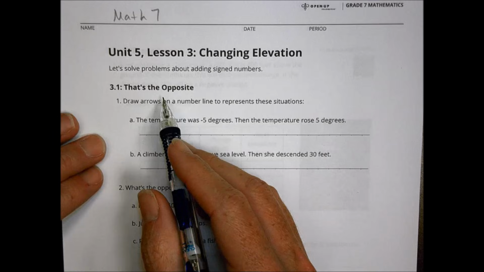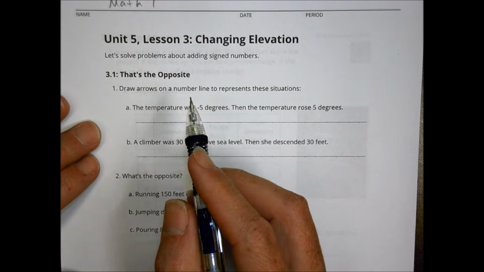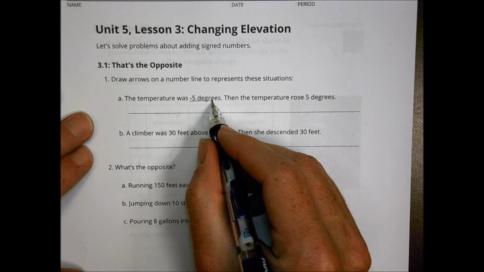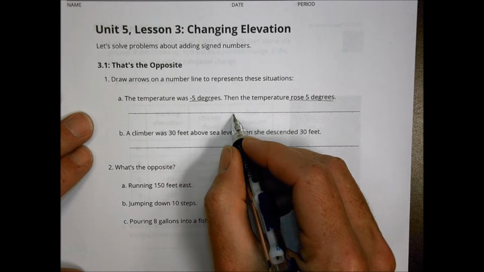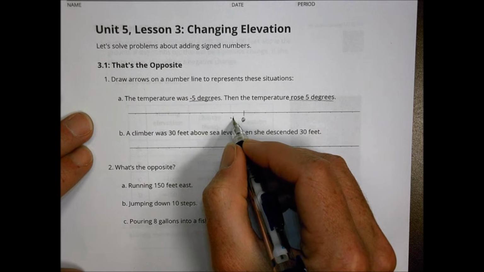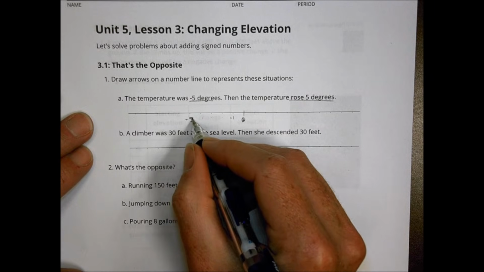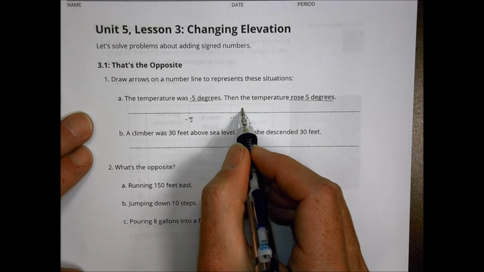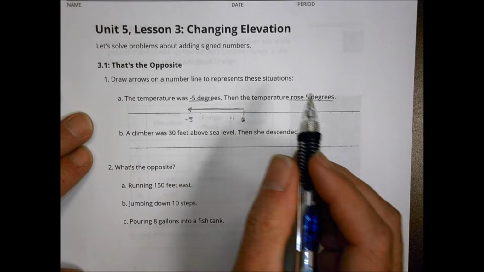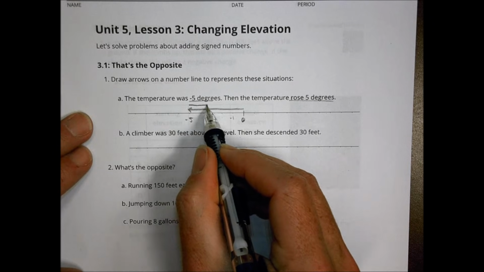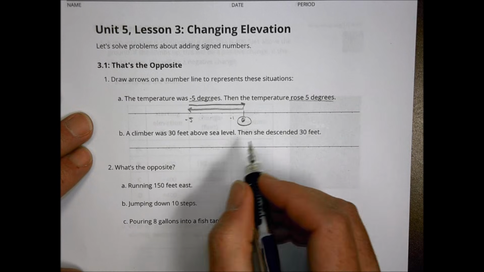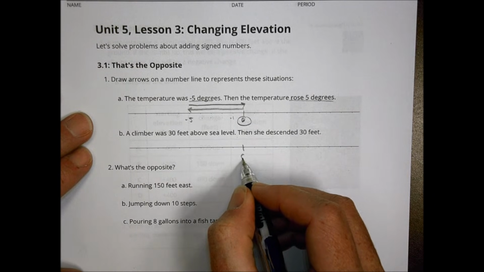So first of all, I began with one called That's the Opposite. It said to draw arrows on a number line to represent these situations. The temperature was -5 degrees, and the temperature rose 5 degrees. So if we put a point here and called this 0, and we went down, we'd have -1, 2, 3, 4, -5 degrees here. We could draw an arrow that said temperature was -5, we would start there. And if the temperature rose 5 degrees, we would go up 5 degrees to get to here, which puts us back at 0.